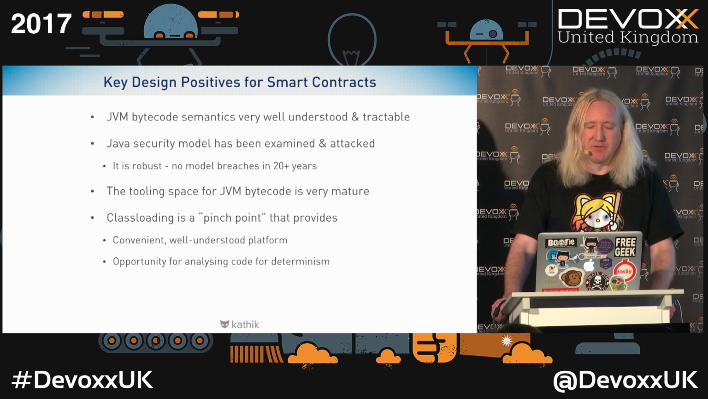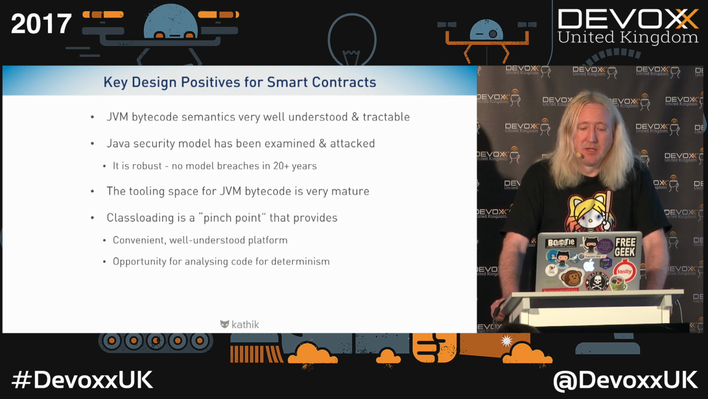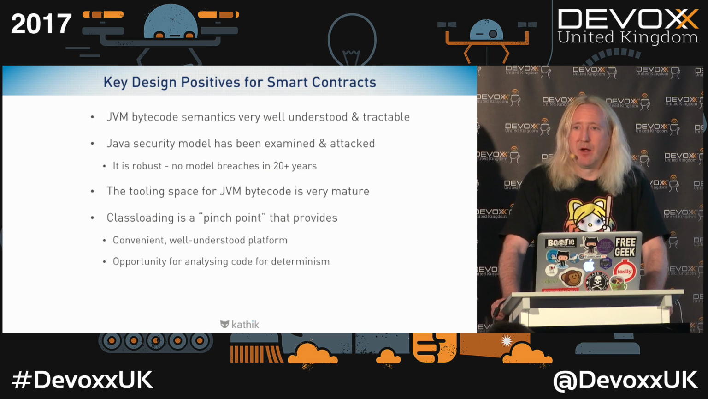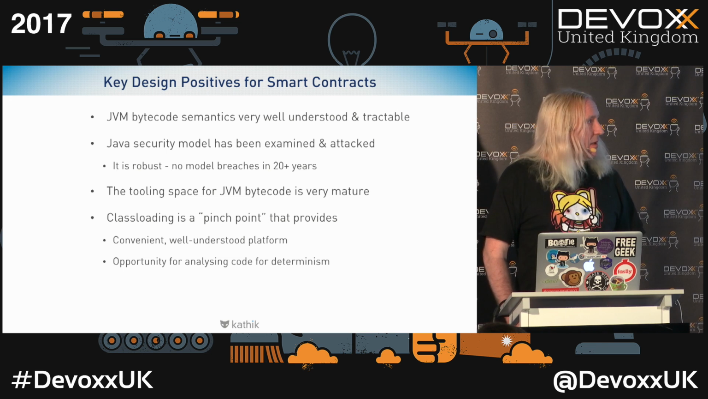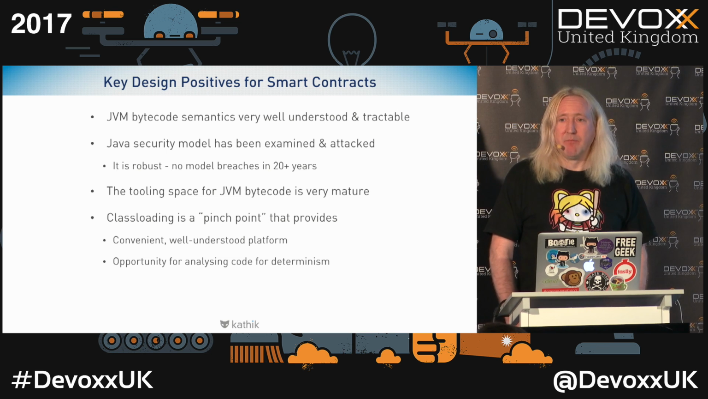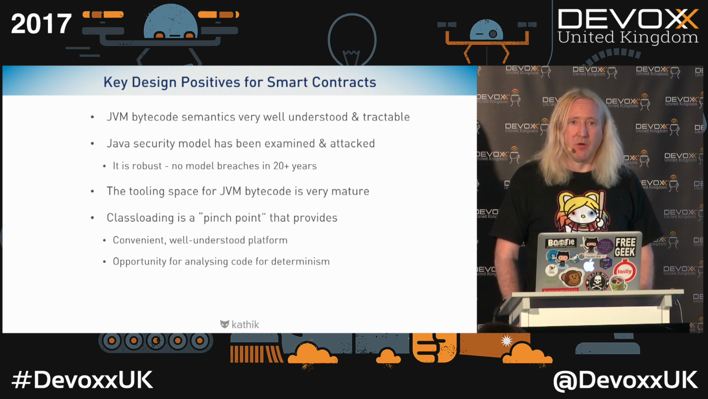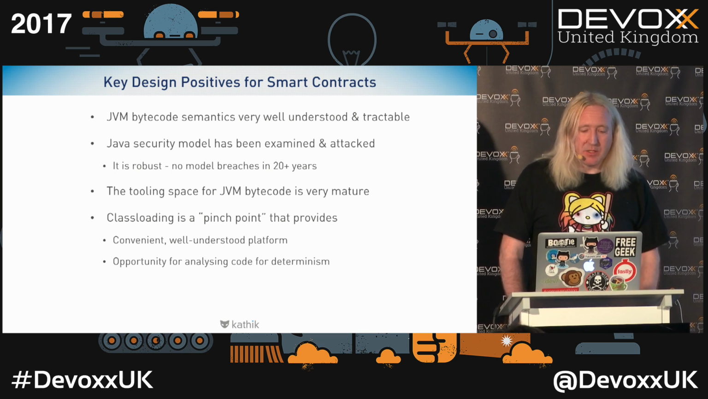The semantics of bytecode are fully understood. The security model has been attacked over and over again, and although there have been implementation bugs, there are always implementation bugs, the model itself has withstood 20 years of serious efforts to break it, and it's held up. So we have a very mature environment. There's also a lovely tooling space for JVM bytecode with a lot of libraries and a lot of good tools out there. And we also have the class loading pinch point.